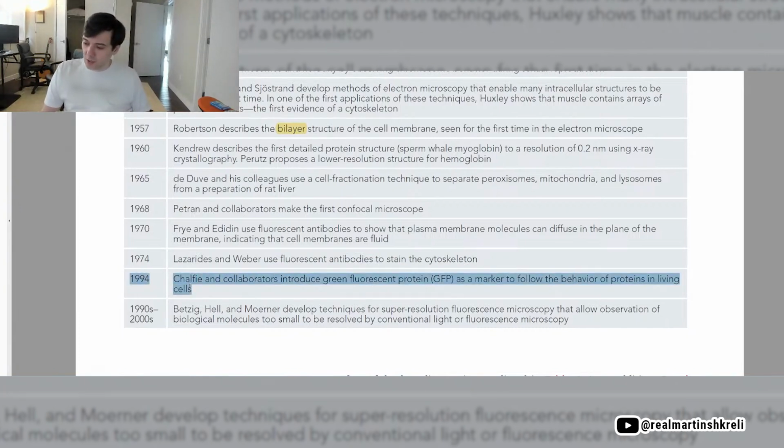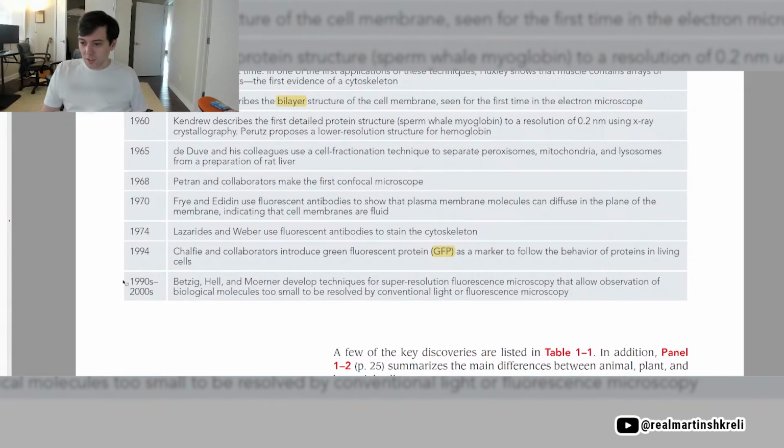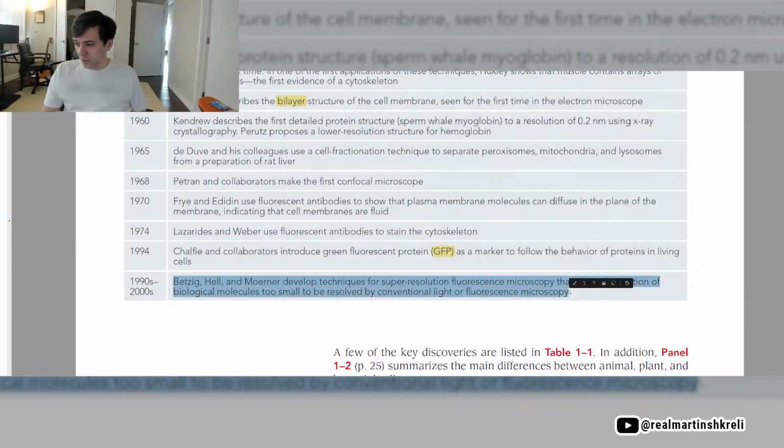1994, fairly recent, after I was born at least, they introduced GFP. GFP is a very, very important innovation. 1990s, these folks developed techniques for super resolution fluorescence microscopy. So this is a relatively new technique.